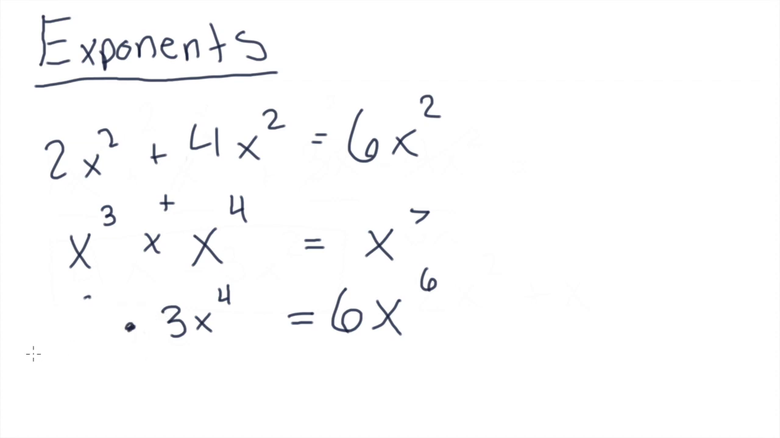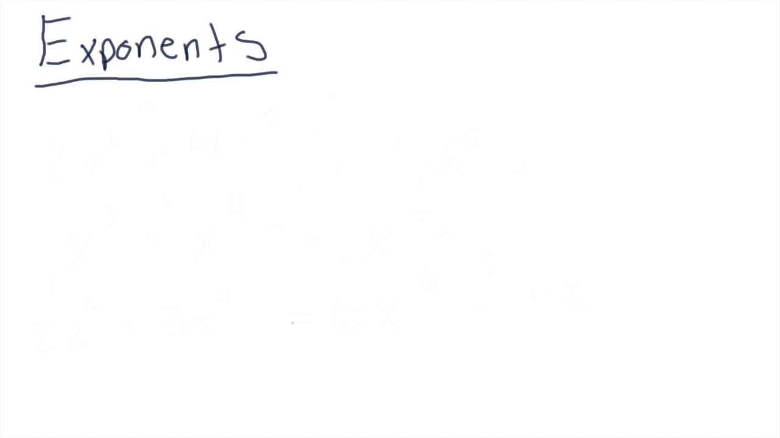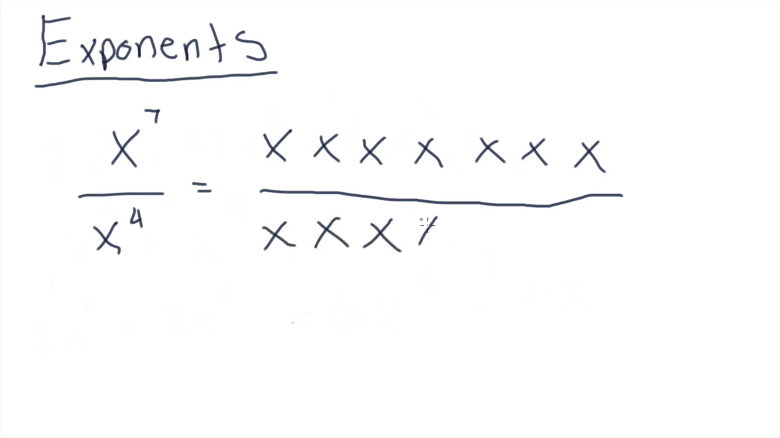The next law of exponents tells us that when you're dividing two terms with the same base and different exponents, you're going to subtract the exponents. So for instance, let's say I have x to the 7th over x to the 4th. Well, that's the same thing as x times x times x times x times x times x times x over x times x times x times x.